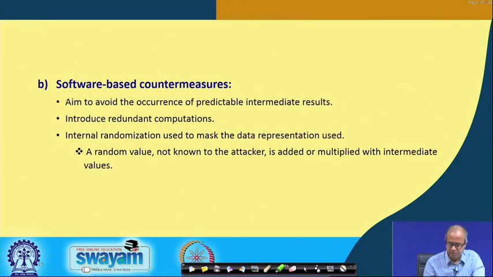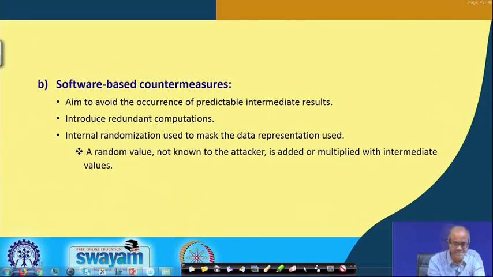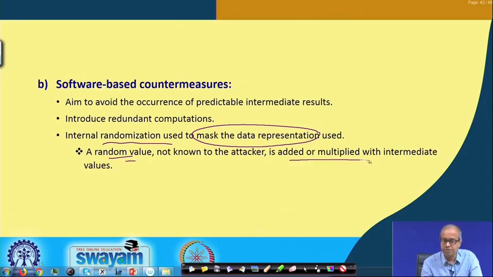Similarly, for software based countermeasures, here you can introduce some redundant computations, then some randomization, you can mask the data. These random values are added or multiplied, as I said, some random value r you can add to a data n, okay, and store it.